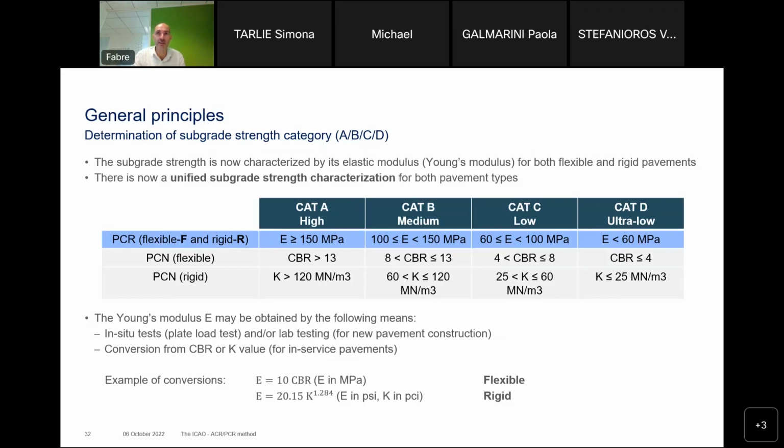Some other conversions can exist. For instance, in France, they produce some abacus to convert CBR into E-modulus and K into E-modulus. So in France, they will probably use this conversion formula. But the one we have mentioned in the ADM is the one on the screen.